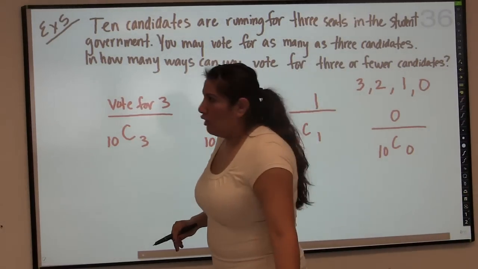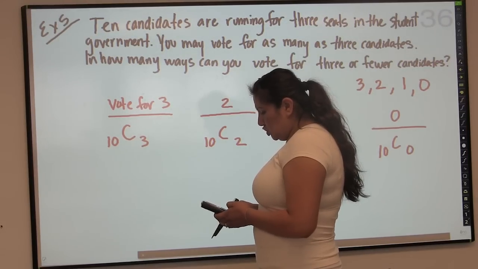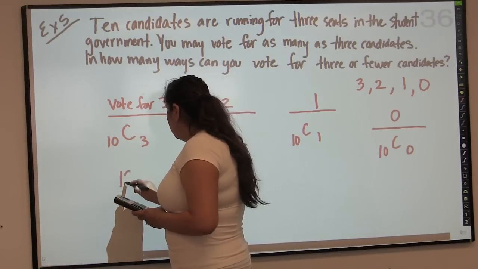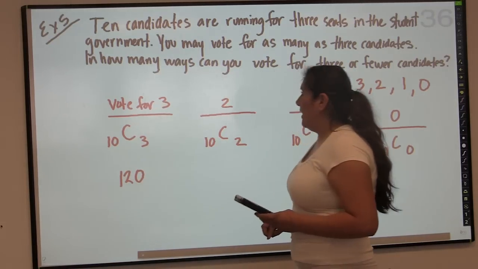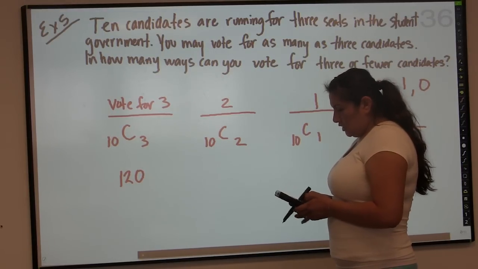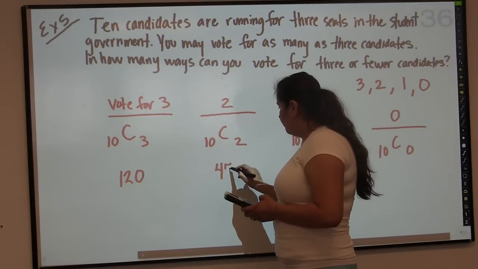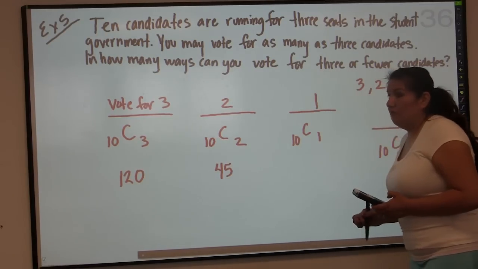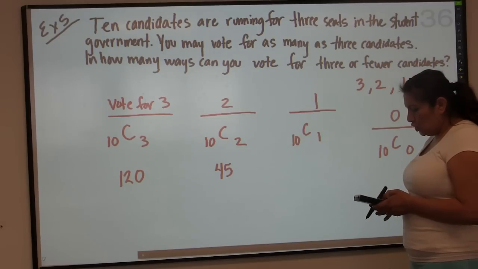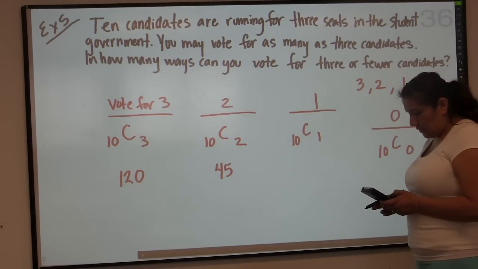Okay? So when I go to my calculator and do 10, choose 3, I get 120. There are 120 ways for me to vote for 3 people. 10, choose 2 is 45. There are 45 ways for me to vote for 2 people. And then I have 10, choose 1. And the answer that you're going to get here should make sense when you see it.